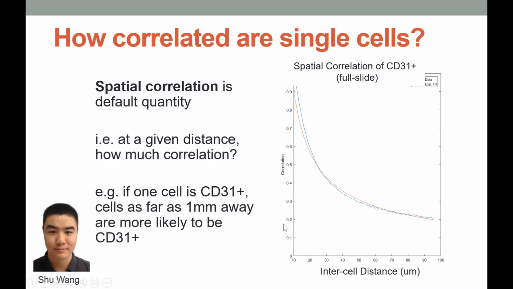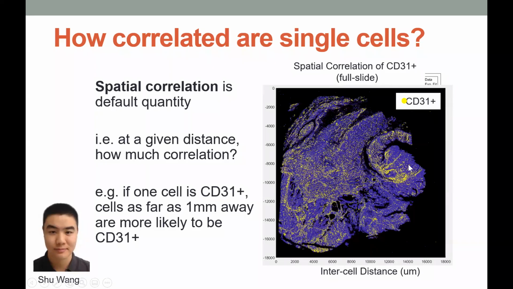For example, here we show CD31 spatial correlation at different distances, and we start to see that within 10 microns, you and your neighbor, or you and yourself, are highly correlated, and this correlation starts to drop with distance. But even within 30 micrometers, you still get 0.5 Pearson correlation. That indicates you are likely to find a CD31 positive cell within 30 microns. So that indicates some sort of clustering.